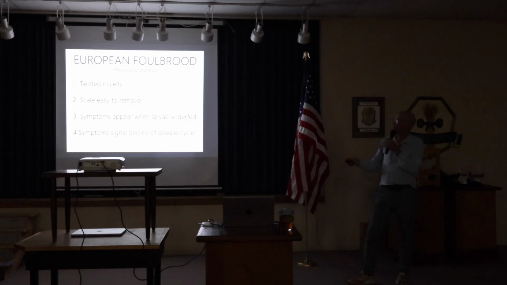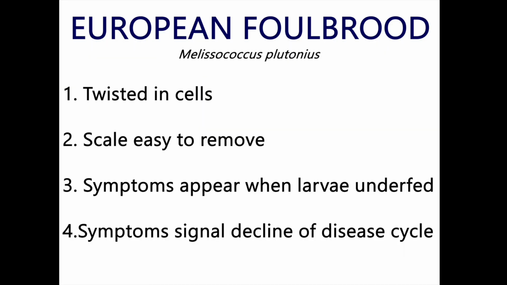To recap, it's going to lay twisted in the cell. The scale, or the larva, is easy to remove. If you poke your stick into that larva, it's just kind of like a fillet of fish. It just comes apart. It's not like a goopy thing comes out.